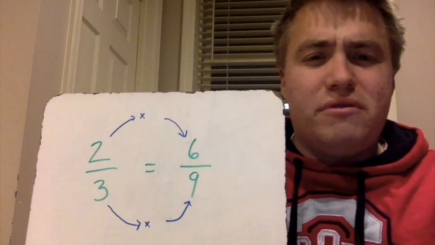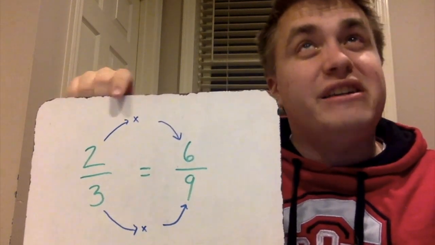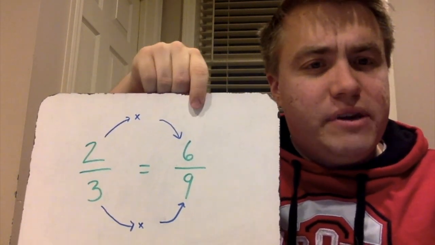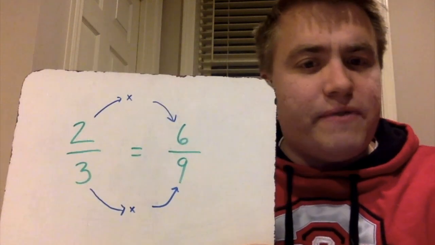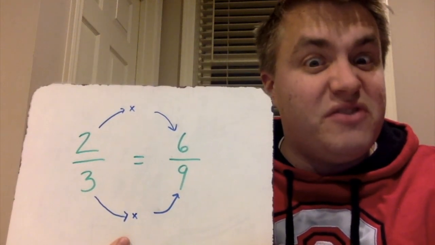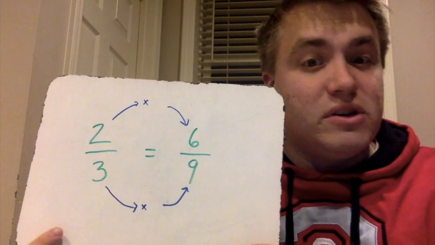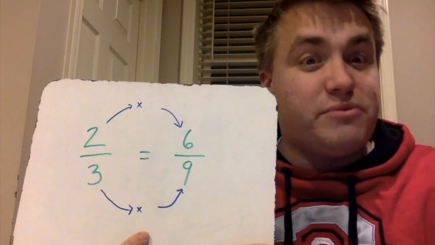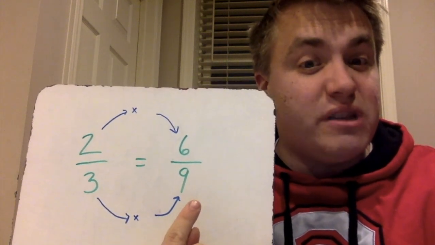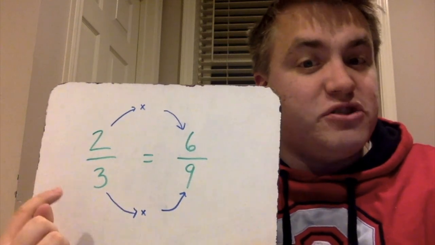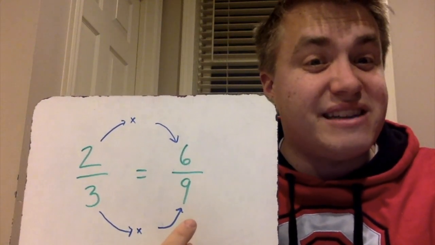Now I know that 2 times 3 equals 6. That means if 3 could fit down here, then these two fractions are equivalent. So 3 times 3 does in fact equal 9, which tells me that 2/3 is equivalent to 6/9. All right, let's practice that a little bit.